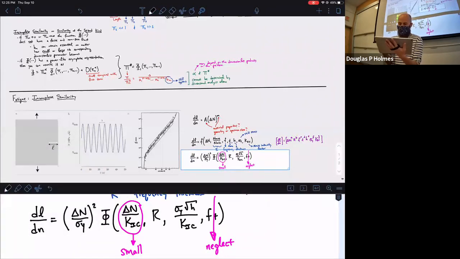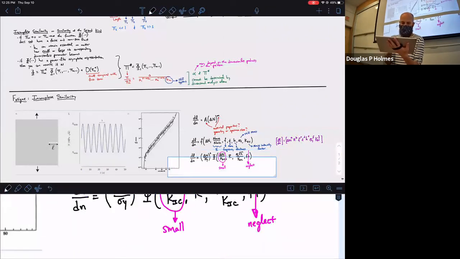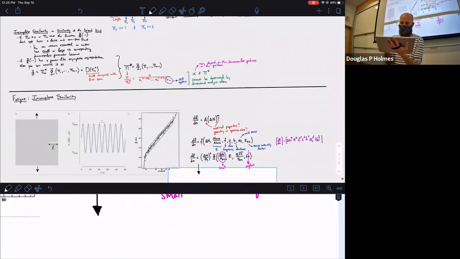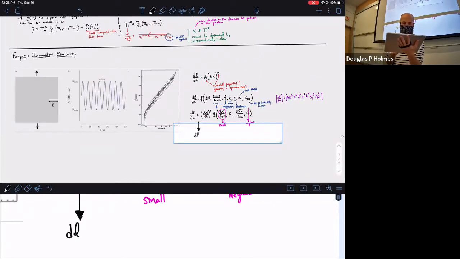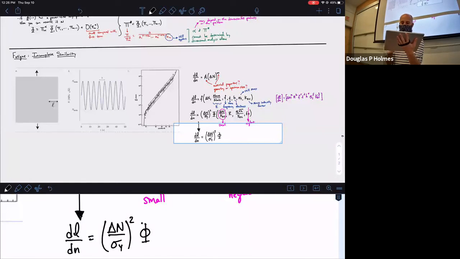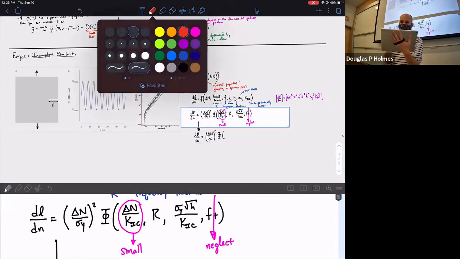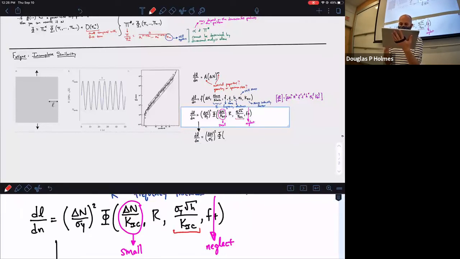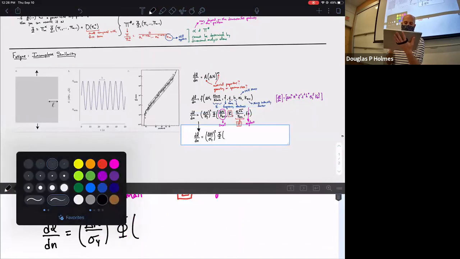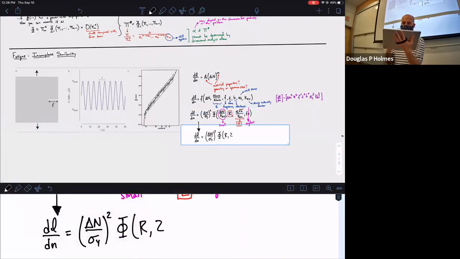And reduce this equation to dl/dn should be delta n over sigma y squared times some unknown function of, I should do one more thing. Just for the sake of my writing list, I'm going to define this thing as z. So this is what we're left with, r and z. So coming back down here, I have is some function of r and some function of z.